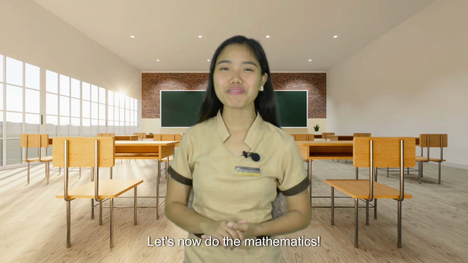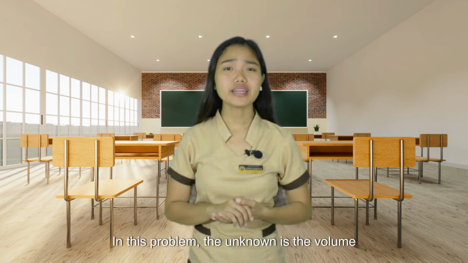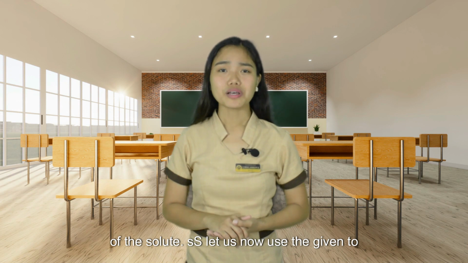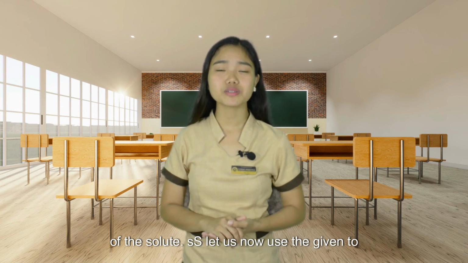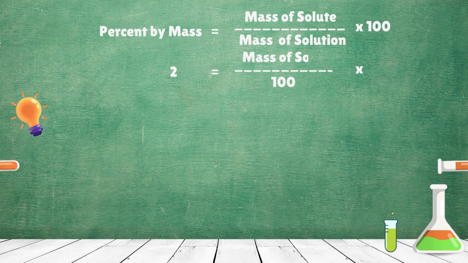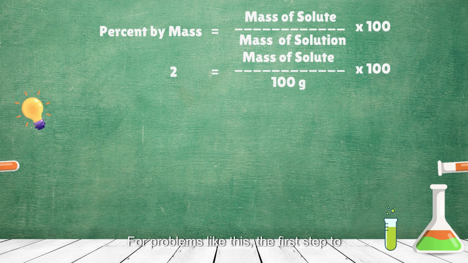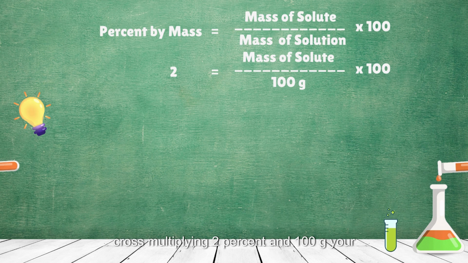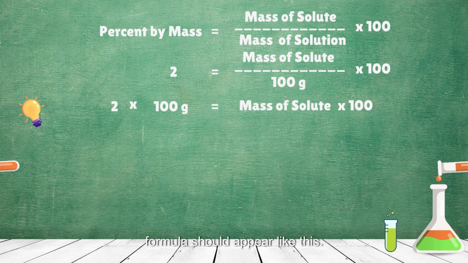Let's now do the mathematics. In this problem, the unknown is the mass of the solute. So let us now use the given to substitute the formula. 2% is equal to mass of solute divided by 100 grams, multiplied by 100. For problems like this, the first step to perform is to rearrange the formula by cross-multiplying 2% and 100 grams. Your formula should appear like this.